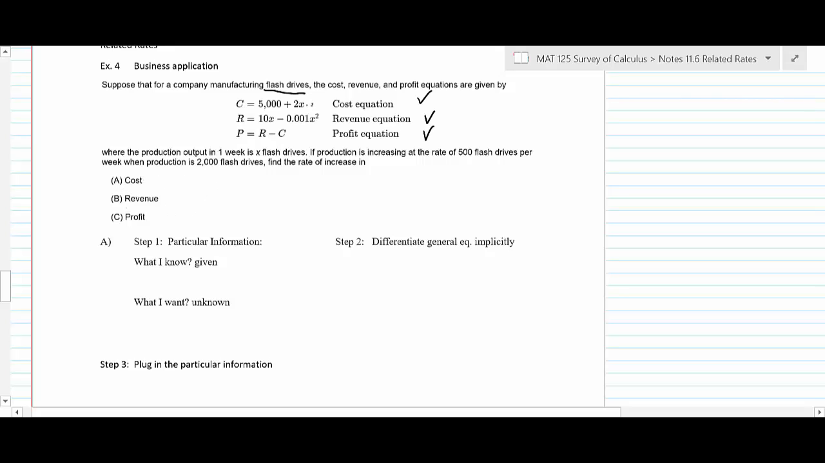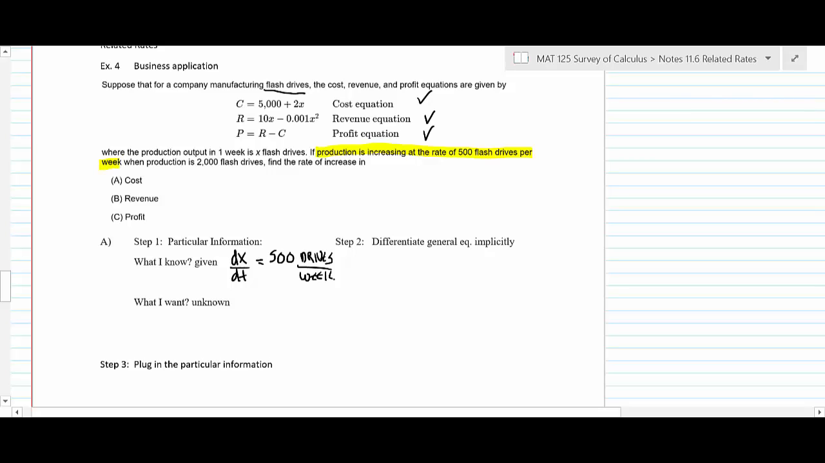So I've given a cost equation, and I've also given this sentence, which says the production is increasing at a rate of 500 per week. Now that says something. Production is how many things you're producing. Well, what variable is that? X. That's important, X. That's what X is in those equations, okay? So that means that dx over dt is 500 flash drives per week. Okay, so that's a rate that the business is doing. They're trying to crunch out this many things per week.